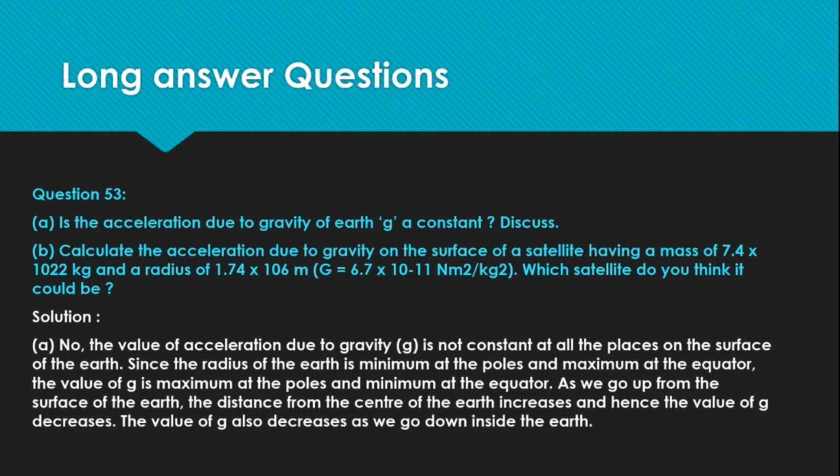No, the value of acceleration due to gravity is not constant at all the places on the surface of the earth. Since the radius of earth is minimum at the poles and maximum at the equator, the value of g is maximum at the poles and minimum at the equator. As we go up from the surface of the earth, the distance from the center of the earth increases and hence the value of g decreases. The value of g also decreases as we go inside the earth.